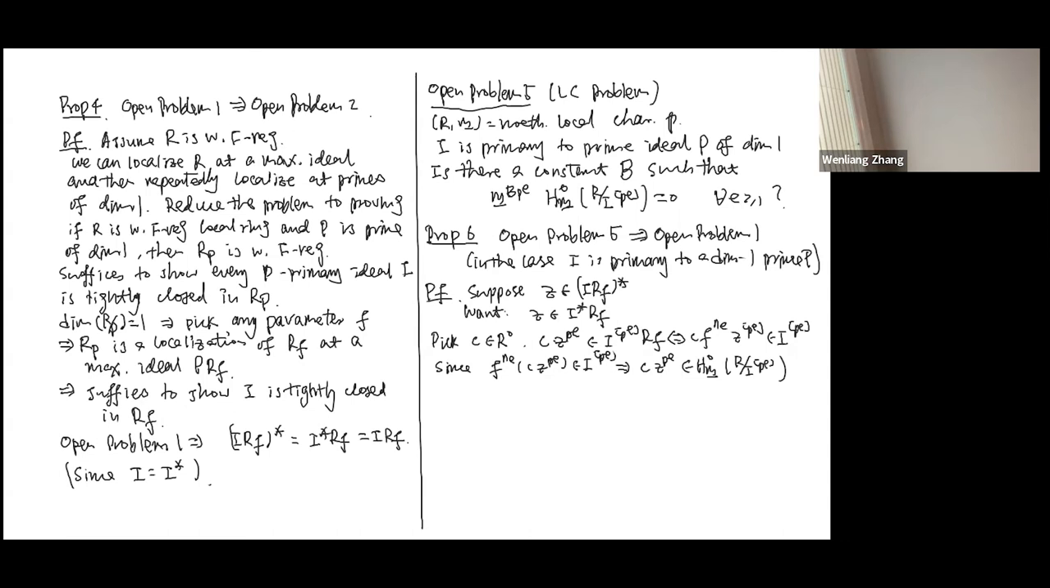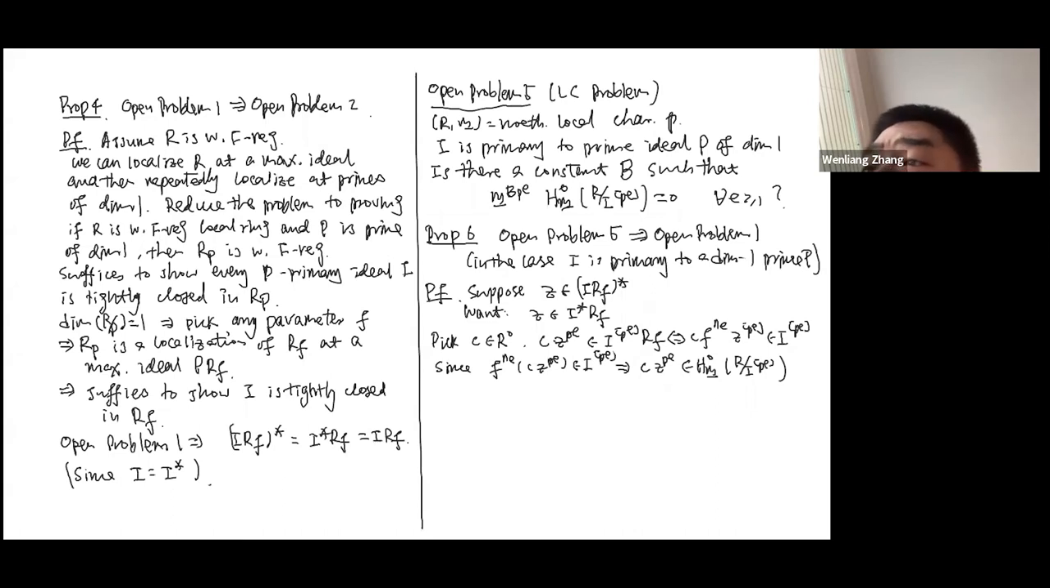So if we look at the ring R modulo the Frobenius power of I, F is still a parameter. So the radical of F is actually the entire maximal ideal. So killing by the parameter is the same as killing by a power of the maximal ideal. So now we know this element C times Z to the P to the E belongs to the zeroth local homology. Okay.